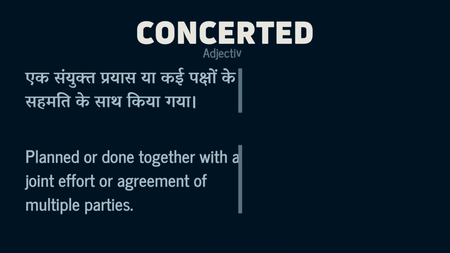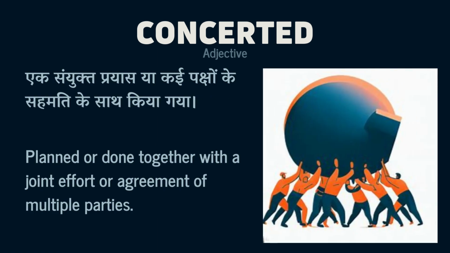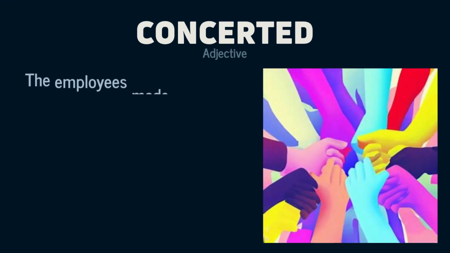Now, let's learn about the word concerted. This word refers to something that is planned or done together with a joint effort or agreement of multiple parties. हिंदी में हम कहेंगे एक संयुक्त प्रयास या कई पक्षों के सहमति के साथ किया गया. So when people work together for a common goal, their efforts are concerted.